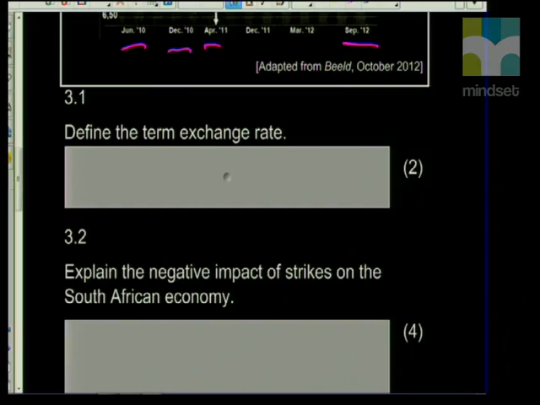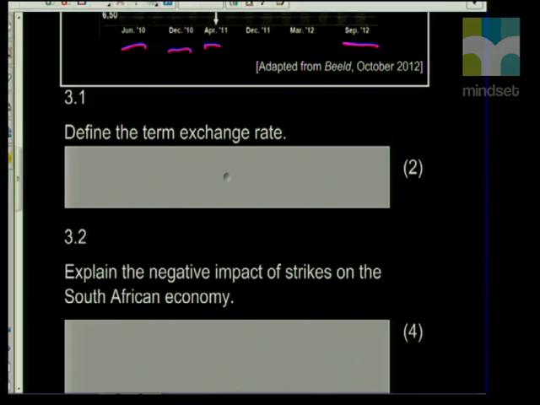I know that you are asking yourself where we are now in terms of the rand-dollar exchange. That is your homework. Please go through and check. But these are the questions we want to find out. The first question says, define the term exchange rate. What is an exchange rate?